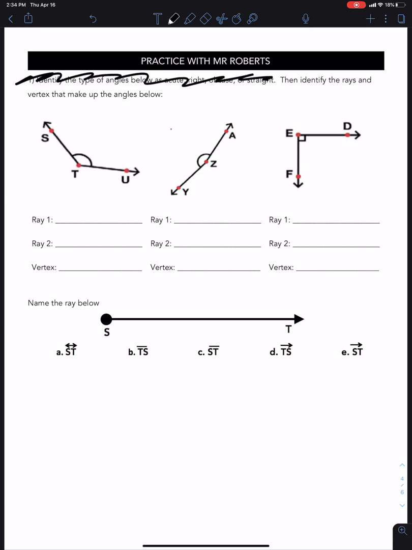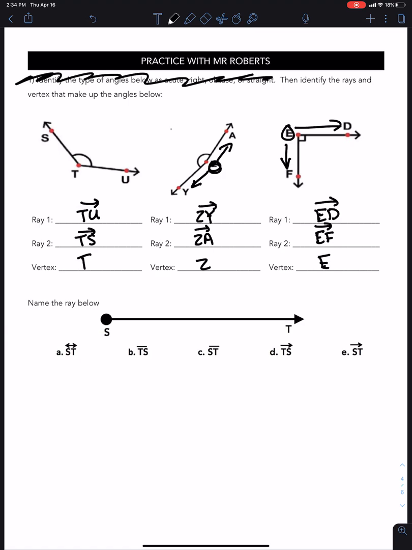So the ray for this one is TU, or ray TS. So start with the vertex. So the vertex is T. For this one, we have ray ZY, starting with Z, going towards Y. Ray ZA, starting with Z, going towards A. Or the vertex is just Z. And then for this last one, you have ray ED, start with the D, going to the E. Or ray EF, start with the E, going towards the F. And the vertex would be E.